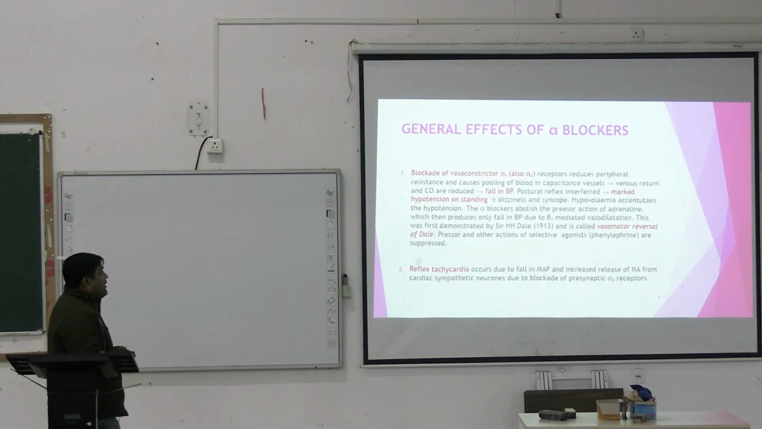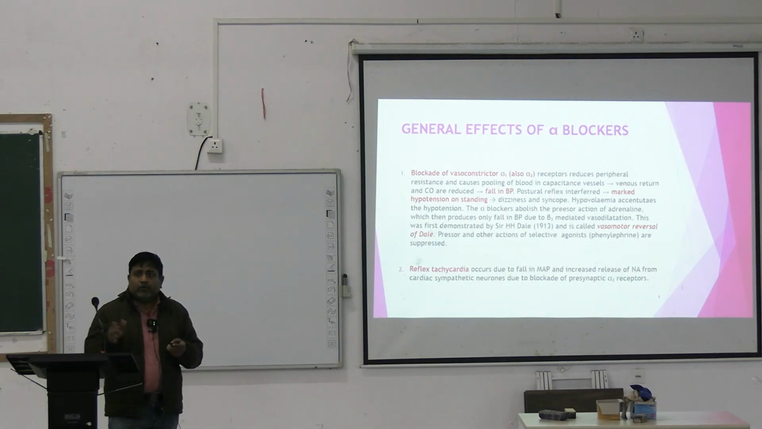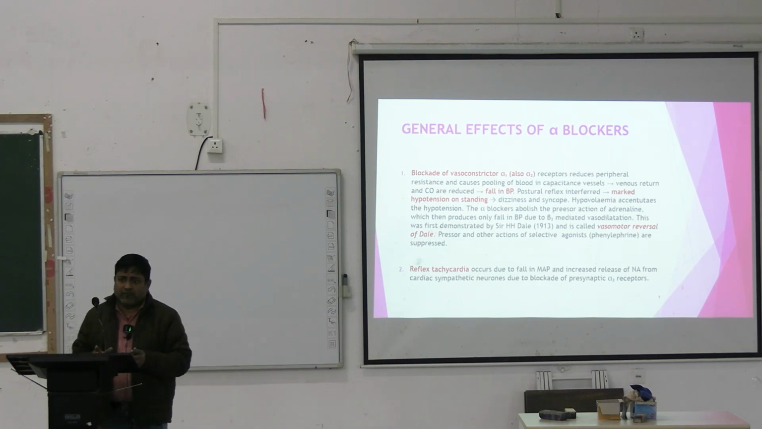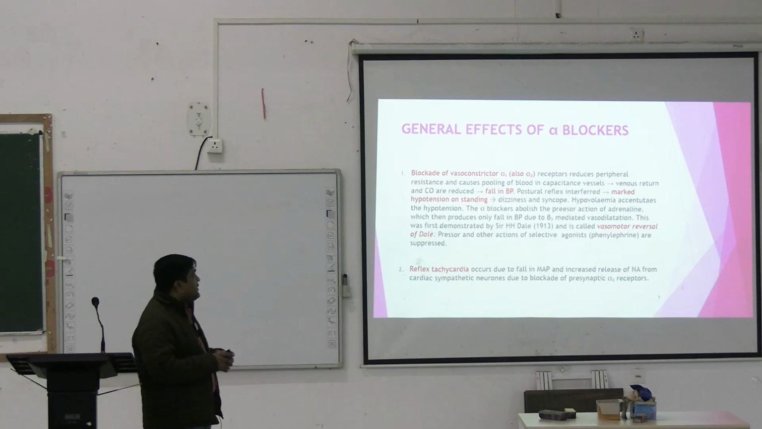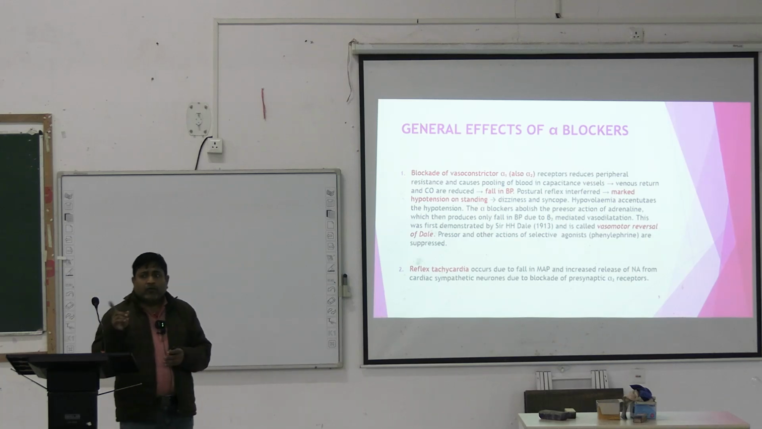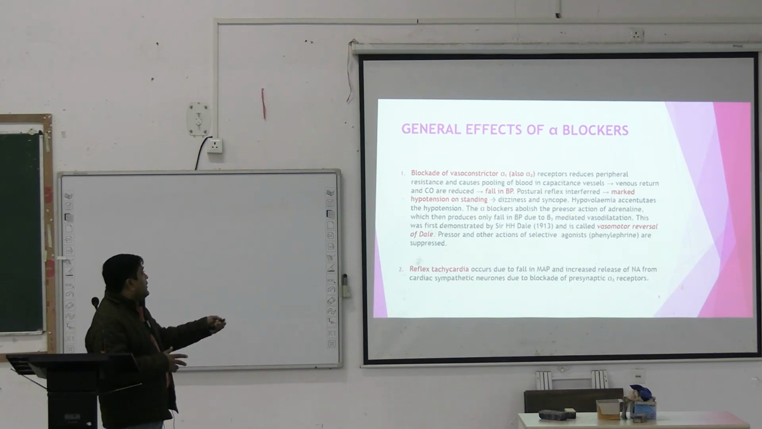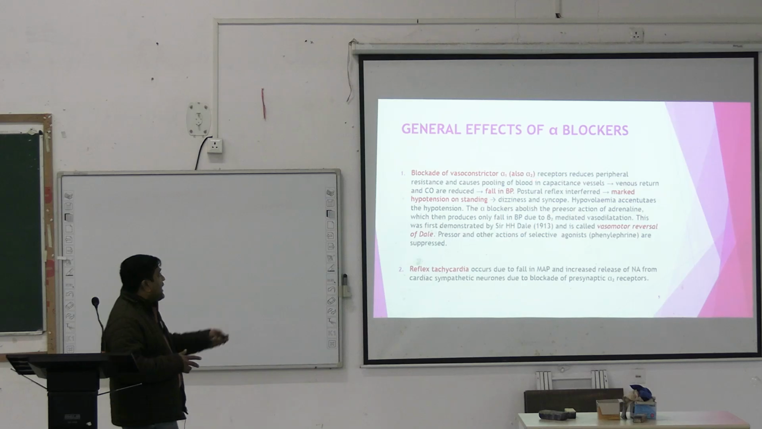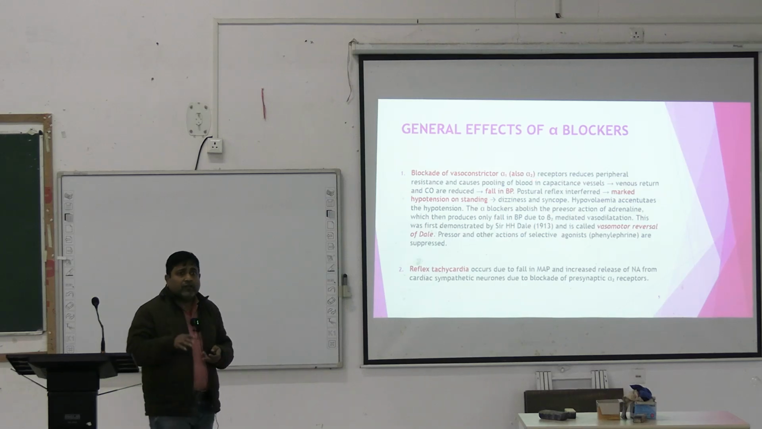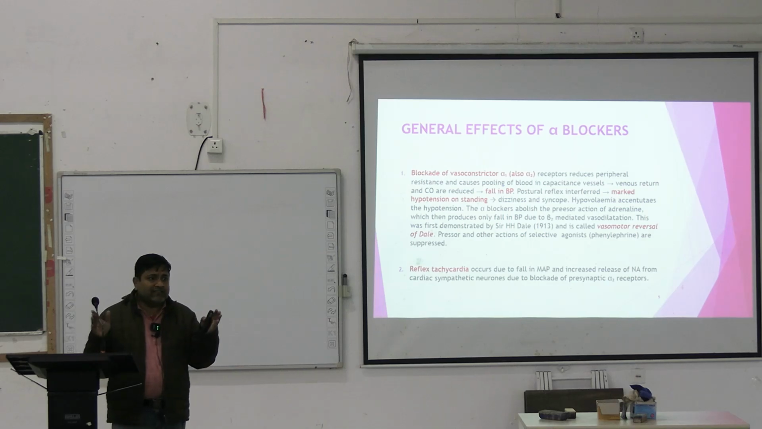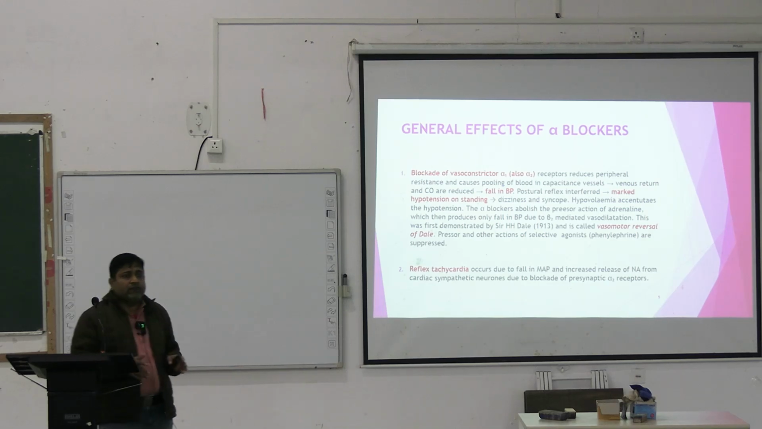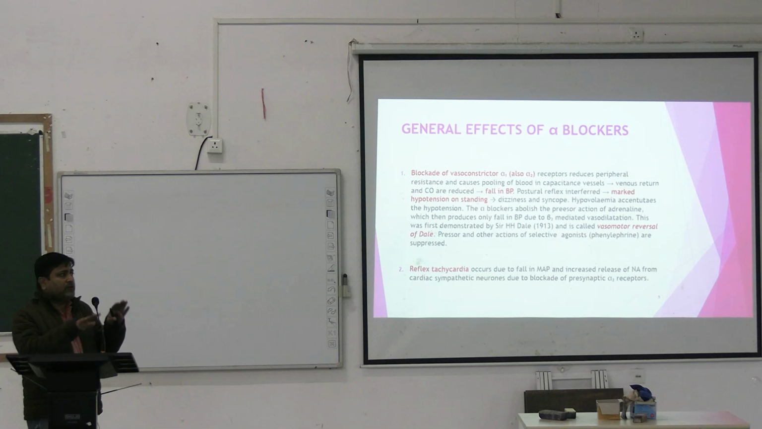Now coming to general effects of alpha blockers. If we know the effect of alpha adrenergic stimulation through alpha receptors, we can make out the general effect of alpha blockers. We know alpha receptors cause vasoconstriction and rise in BP. So blockade of vasoconstrictor alpha 1, what does it cause? It causes fall in blood pressure, because there is vasodilatation, there is fall in the total peripheral resistance and diastolic blood pressure falls.